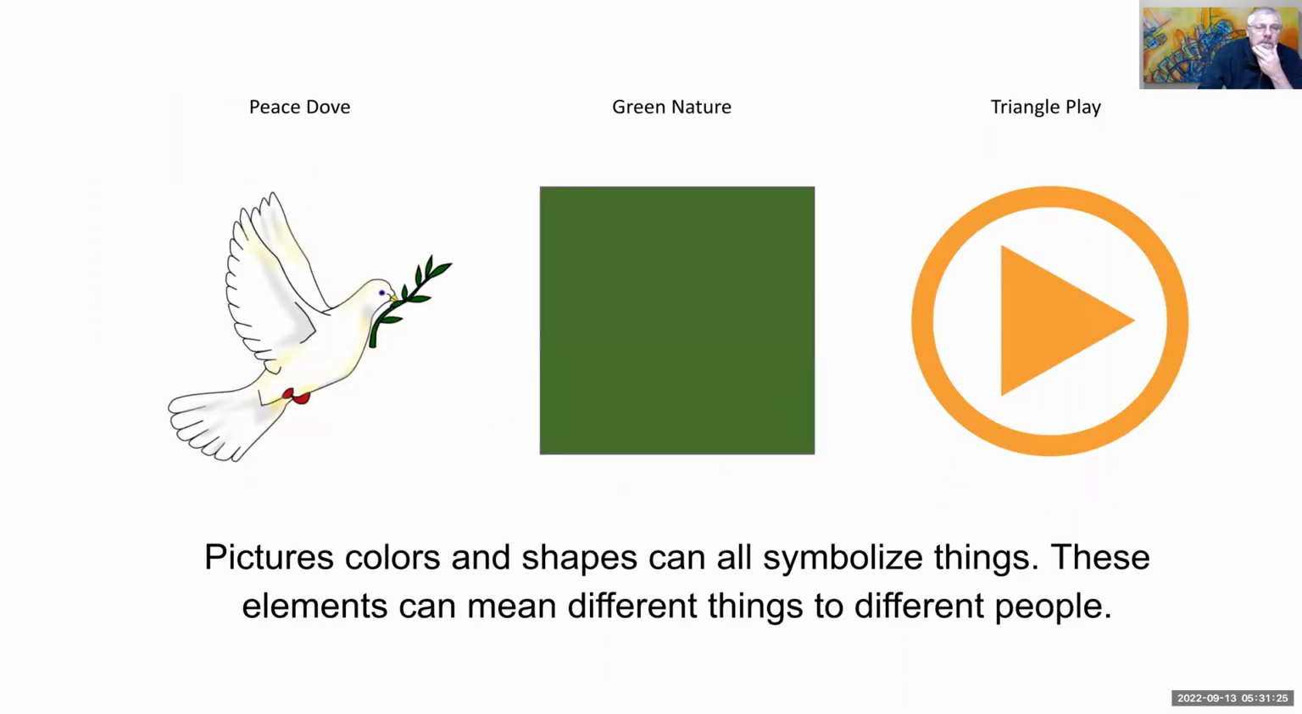So when you're putting together a flag, you can think about the kinds of things you would use: little pictures, colors, and shapes. And they can all sort of stand for things. They all symbolize. The dove stands for peace. This color green stands for nature. And this triangle stands for play.